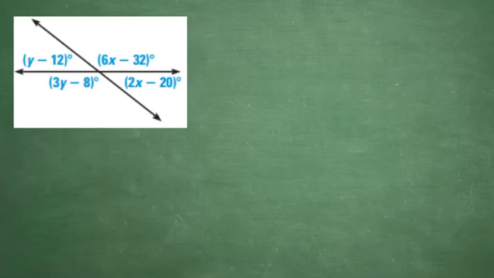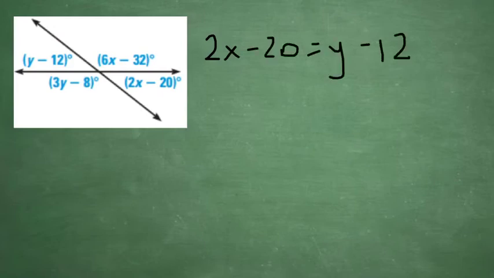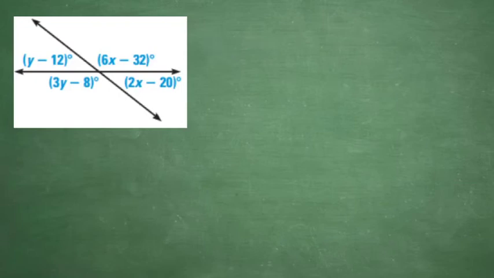So notice a lot of students will see, okay, I got vertical angles here, 2x minus 20, y minus 12, and a lot of students will write, and I don't want you to write this right now, 2x minus 20 equals y minus 12. Well, now that's correct. However, you're not going to be able to solve for either or both of those variables using that equation. So I'm going to go ahead and undo that. And instead we'll have to use something different.